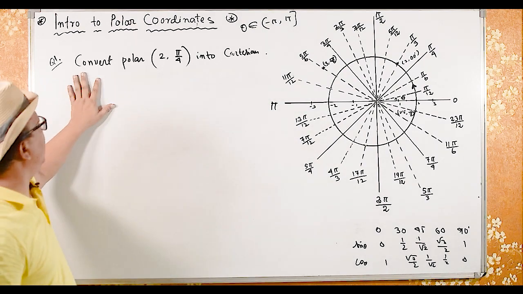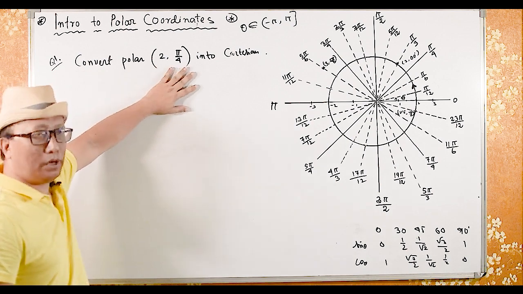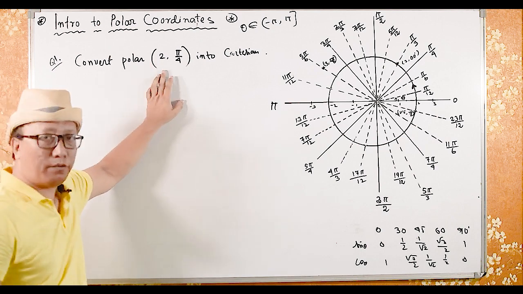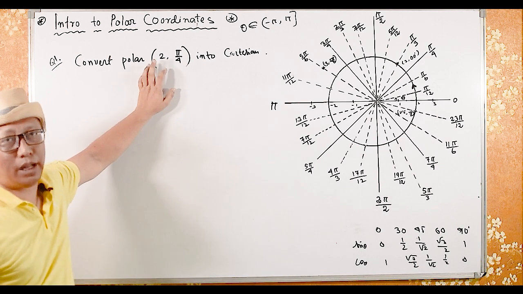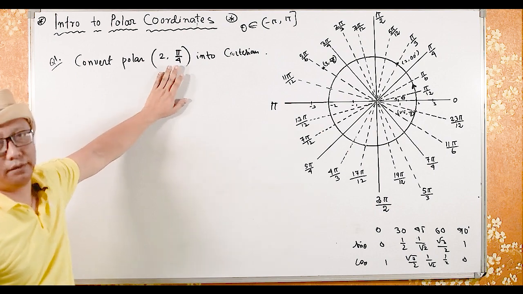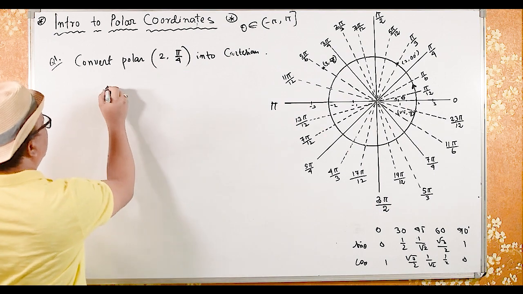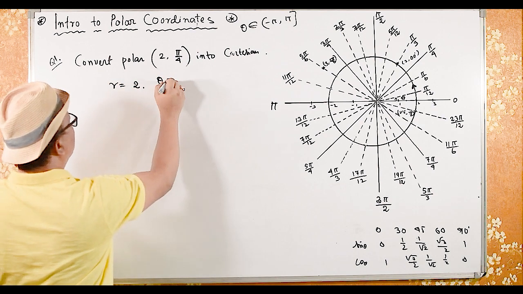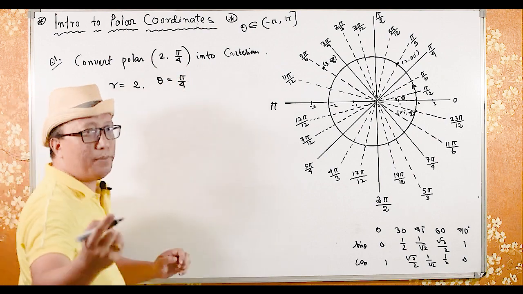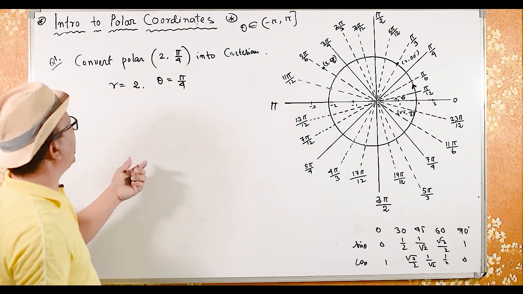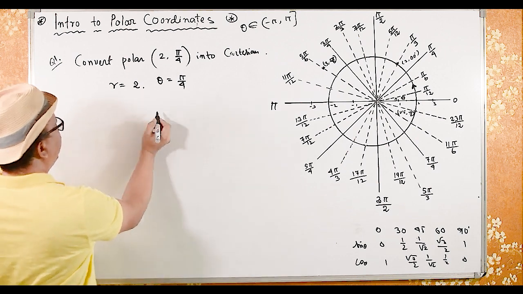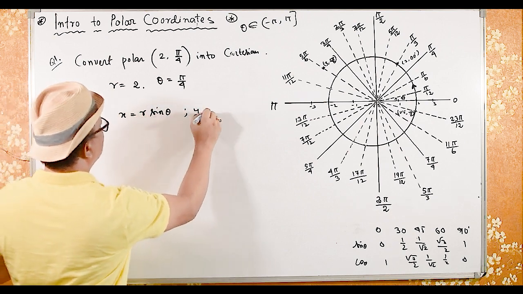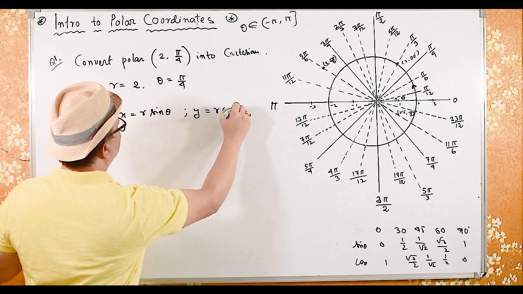Now I am taking this polar point and converting it to Cartesian. Just remember, since it is given in polar form, 2 is your r, and this is your angle. So r equals 2 and theta equals pi by 4. Just remember the relation between polar and Cartesian: x equals r cos theta and y equals r sine theta.